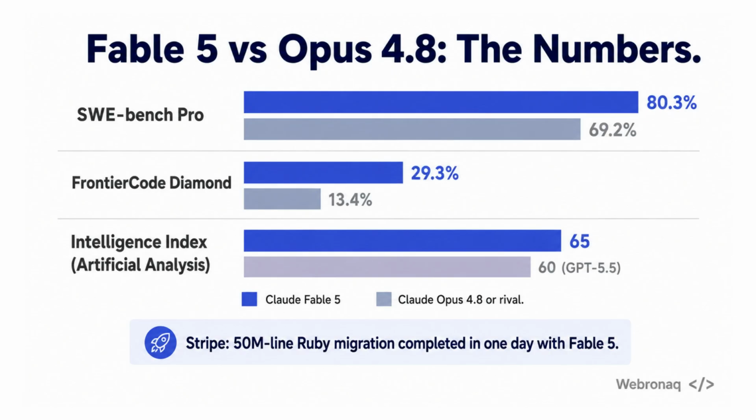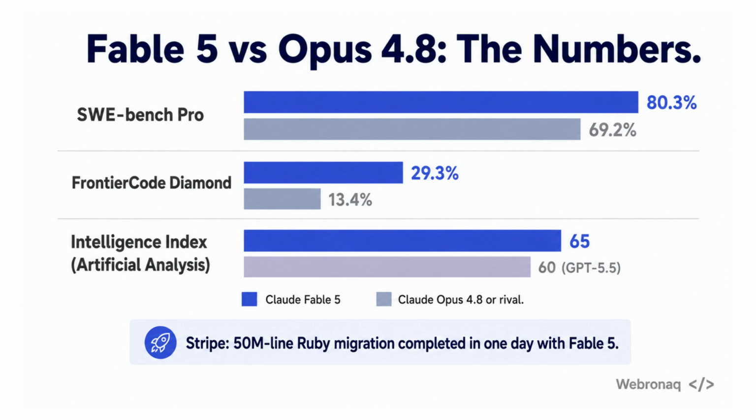Now look at this. On SWE-bench Pro, a real-world software engineering test using actual GitHub issues, Fable 5 scores 80.3% against Opus 4.8's 69.2%. That 11-point gap is larger than the gap between Opus 4.8 and Gemini 3.1 Pro. On FrontierCode Diamond, the hardest tier of coding tasks requiring sustained reasoning across a full codebase, Fable 5 scores 29.3% versus Opus 4.8's 13.4%. That is more than double. On Artificial Analysis's Independent Intelligence Index, Fable 5 scores 65, above GPT 5.5 at 60.